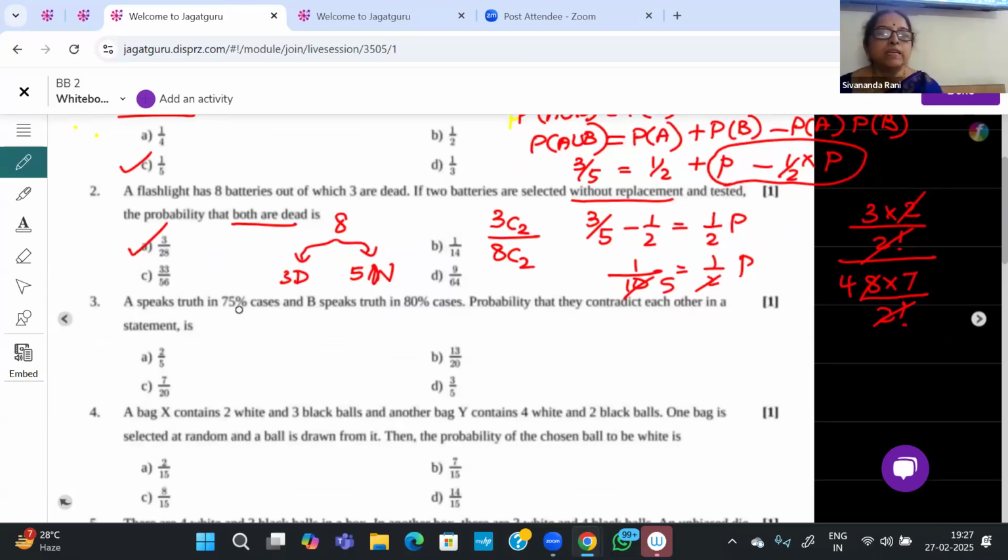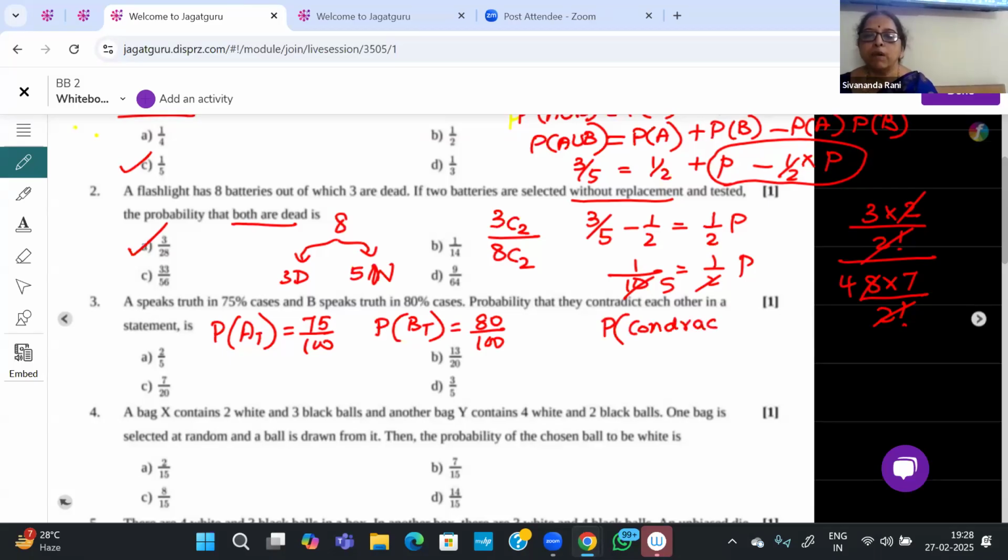A speaks truth in 75% of the cases and B speaks truth in 80% of the cases. Probability that they contradict each other in a statement. Let us jot down first. Probability that A speaks truth is 75 by 100. Always when some data is given, if we jot down, we'll have clarity. Let us make out what he's trying to say, and the probability that they contradict each other. That's what they want. I've jotted down whatever he has given and made out what he wants us to do.